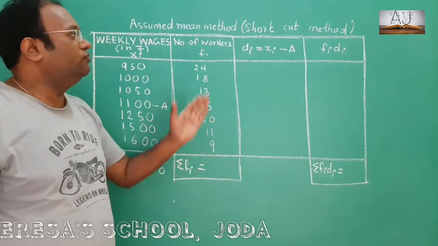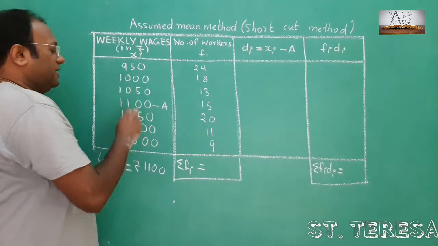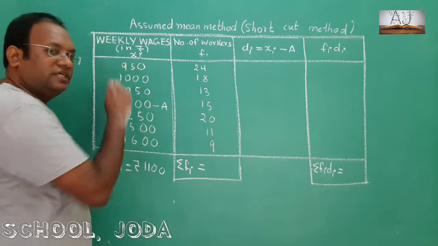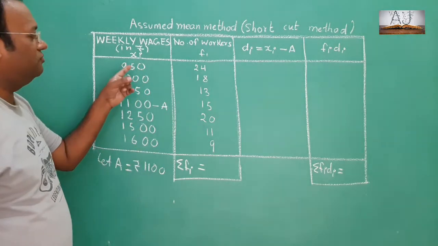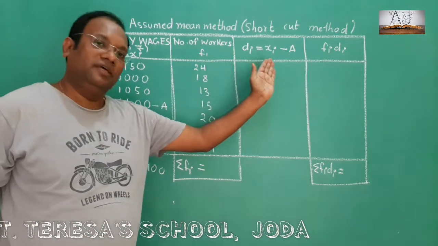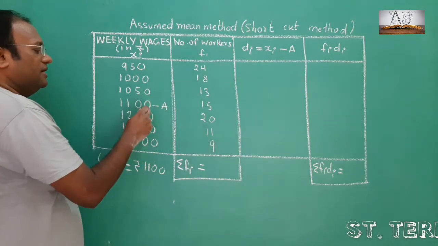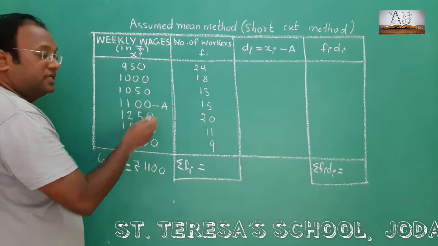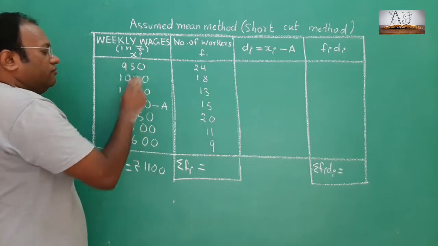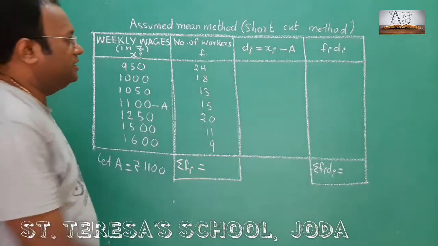Now what we need to do is see the deviation from the assumed mean. What is the deviation of the first data, that is 950? We find it by the formula Di is equal to Xi minus A. So 950 minus 1100. How much does it come? It comes minus 150.